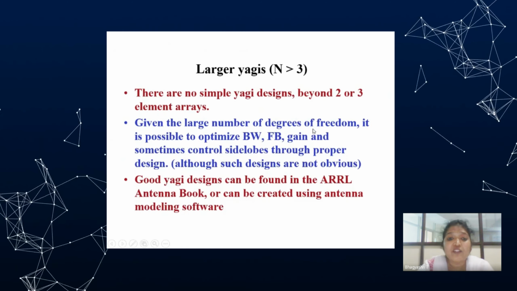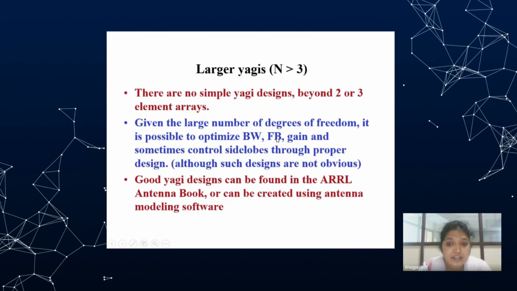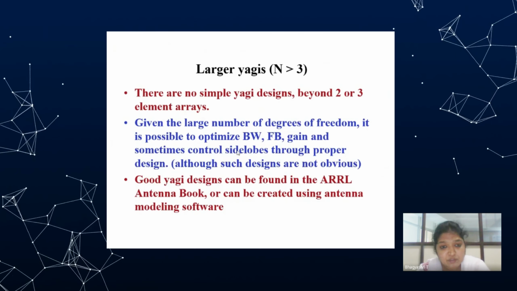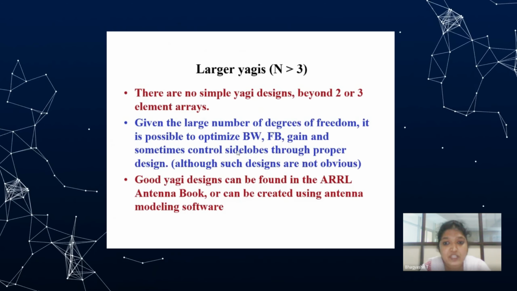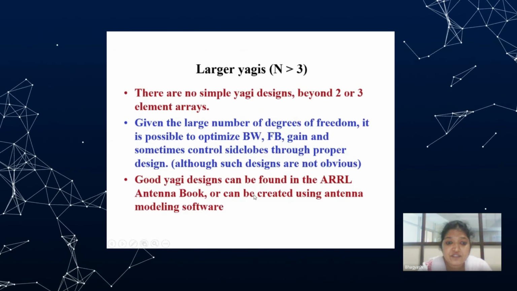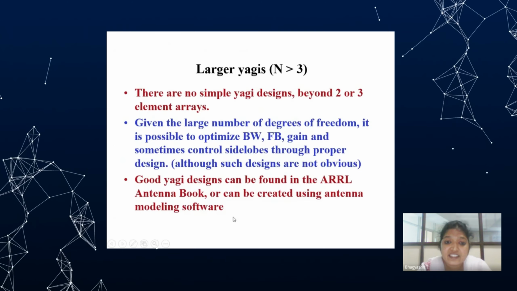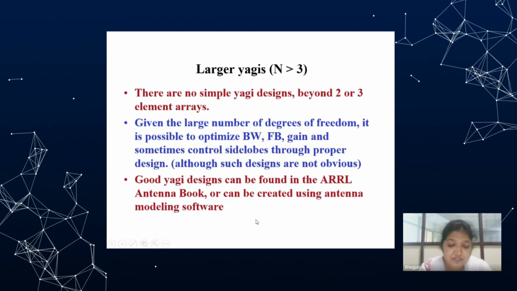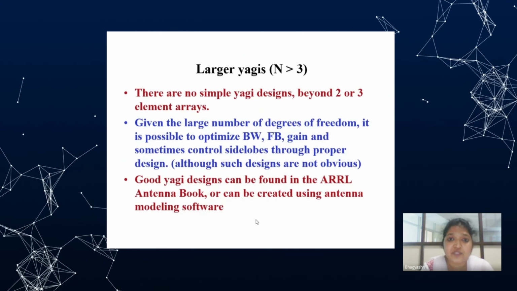The more elements you add, the more degrees of freedom you have, and it is possible to optimize bandwidth, front to back ratio, gain, and sometimes control side lobes through proper design. It means you have to do a very precise design, the distances and the size of the dipoles, everything designed very properly. Very good designs for the Yagi-Uda antenna can be found in the ARRL antenna book, and the same model can be created using antenna modeling software. With any antenna modeling software you can implement that design and achieve a Yagi-Uda antenna.